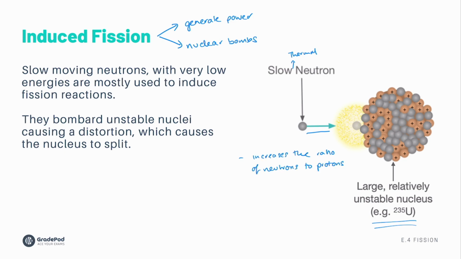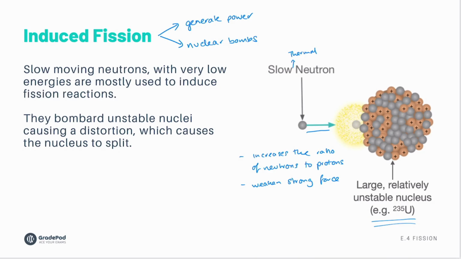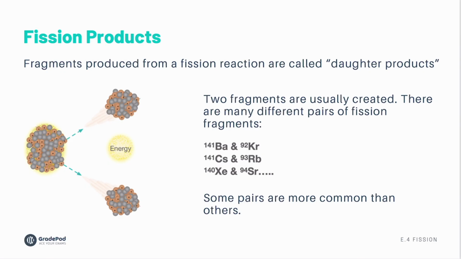And by increasing the ratio of neutrons to protons, we weaken the strong force. And by weakening the strong force, it becomes more unstable. That large, unstable nucleus then splits up and produces two fission products. These products are called daughter products, and they are more stable. I'm not saying they're completely stable because they're also highly radioactive. There's still instability in these daughter products, but not to the point where they would undergo fission.